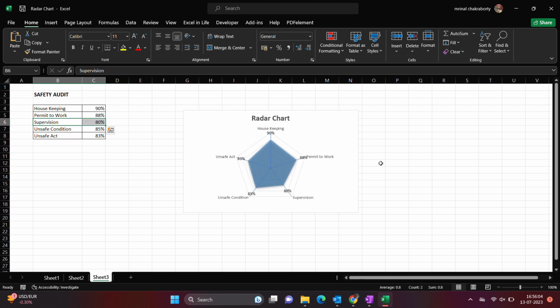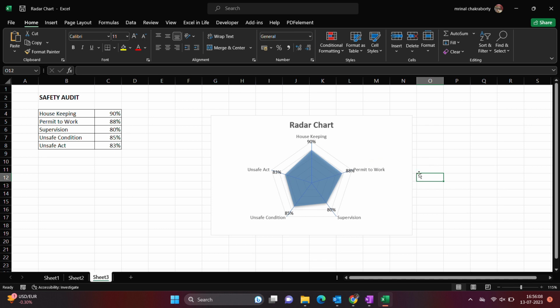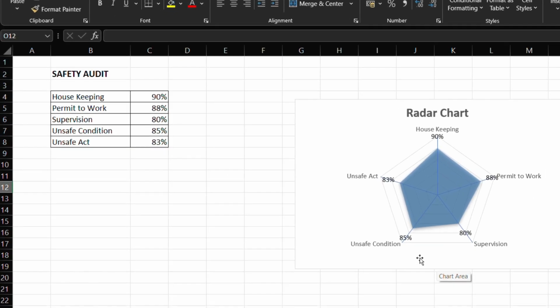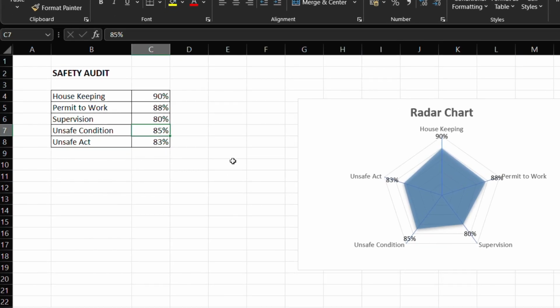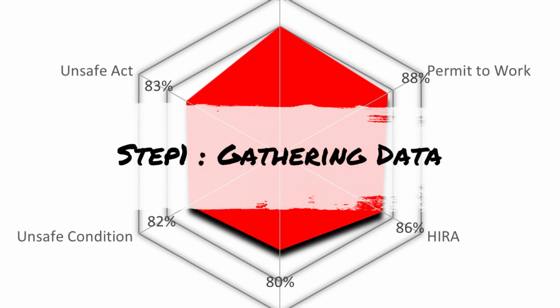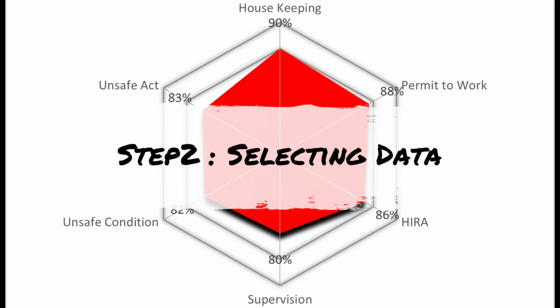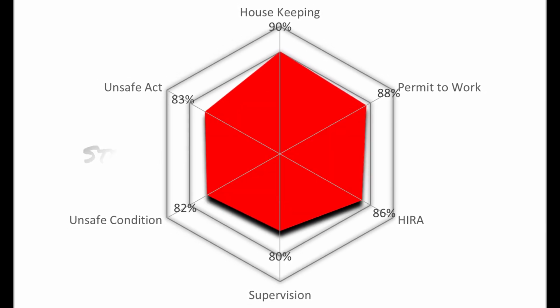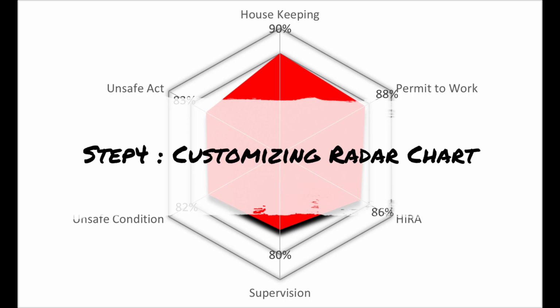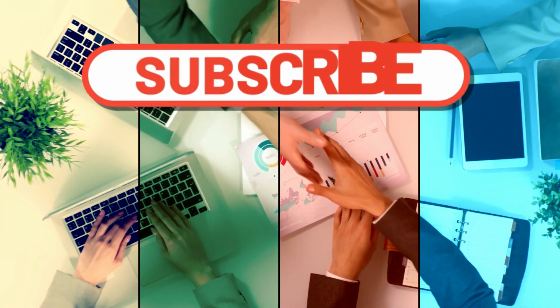If you delete any item, our radar chart will be updated automatically. To recap, we have learned how to gather our data, select the relevant range, create a radar chart, and customize it to our liking.